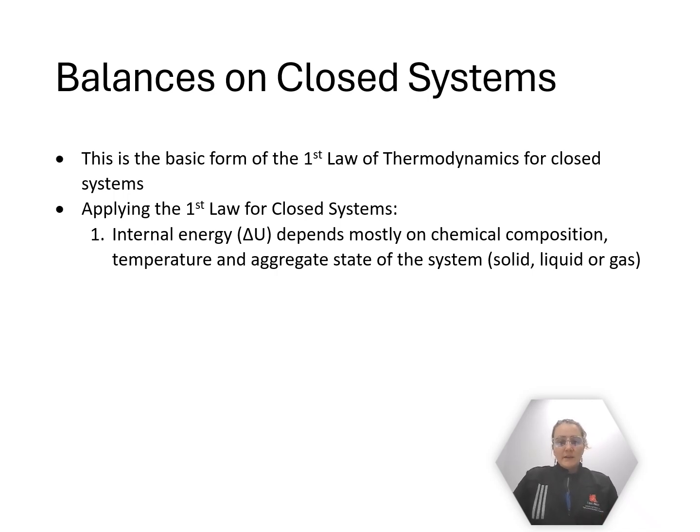Okay, so this is the basic form, basically, of the first law of thermodynamics. So if you're applying the first law of thermodynamics to a closed system, internal energy depends mostly on chemical composition, temperature, and the aggregate state of the system. So internal energy is related to what chemicals are there, what temperature is there. So if you have a change in temperature, it's related to internal energy, and then the phase of the system.